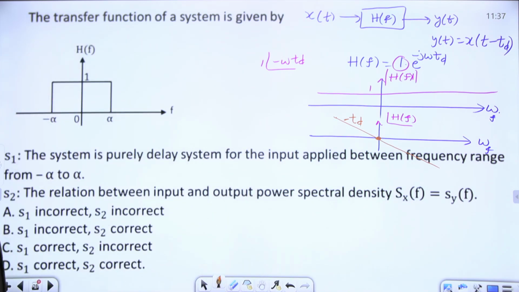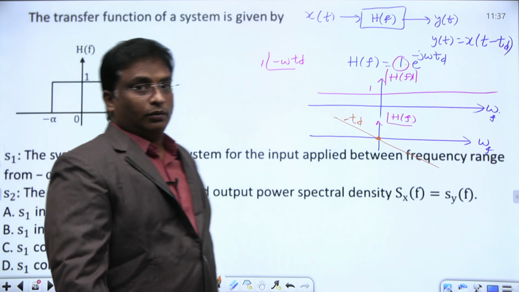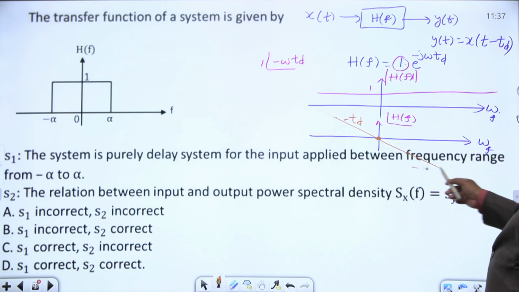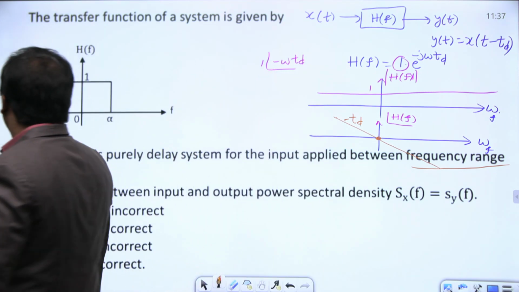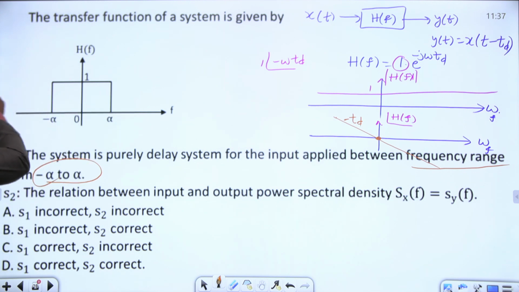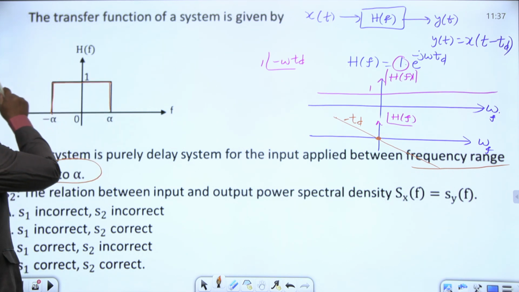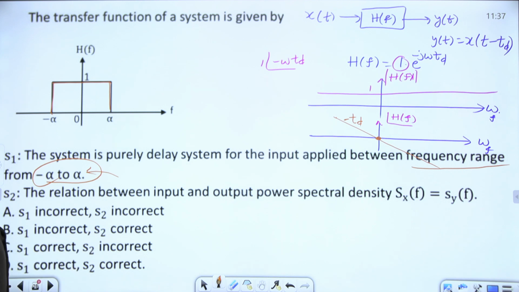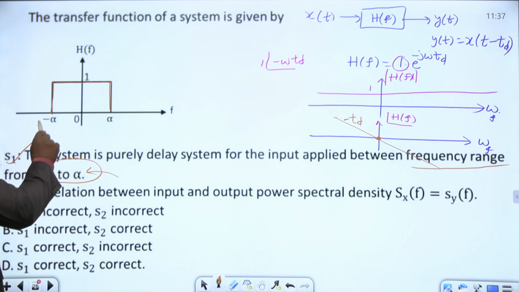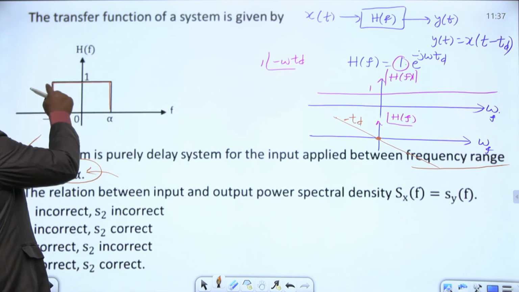From this information we have to solve. So here the system is a purely delayed system for the input applied. A very important point: in the frequency range, they are asking only minus alpha to alpha. Actually the system is an all pass filter from minus to plus infinity, only in this range they are asking minus alpha to alpha. Definitely the characteristic is like this only. Usually it is an all pass filter from minus to plus infinity, only they are considering between the limits minus alpha to alpha. This option is the correct answer.